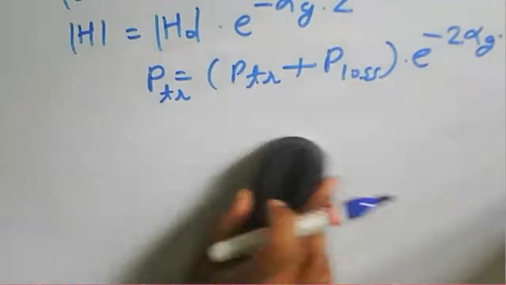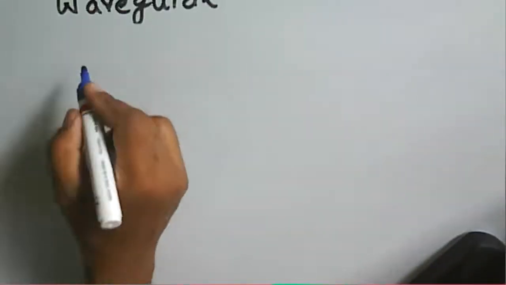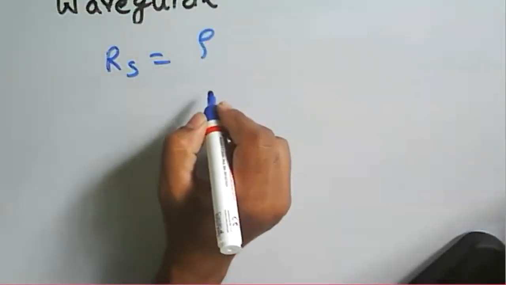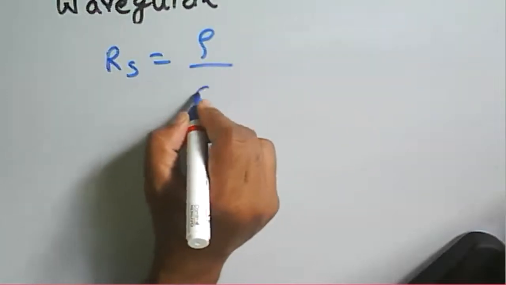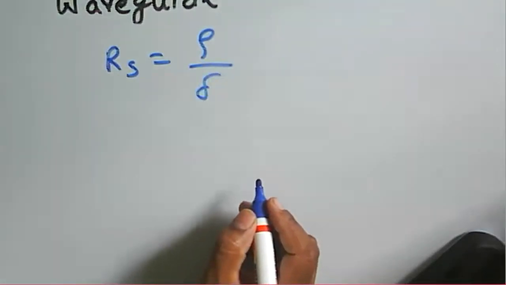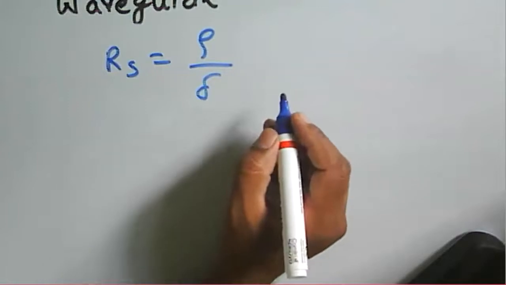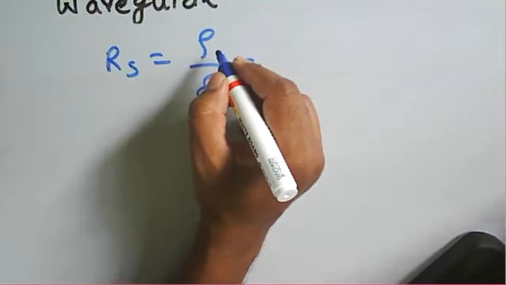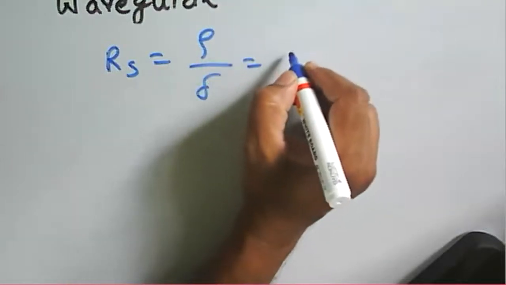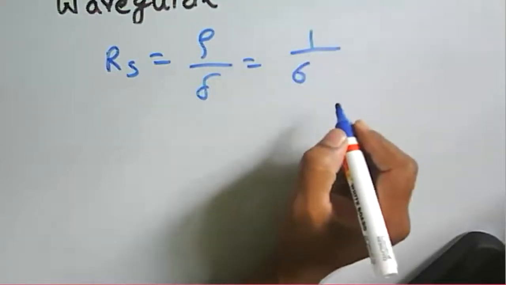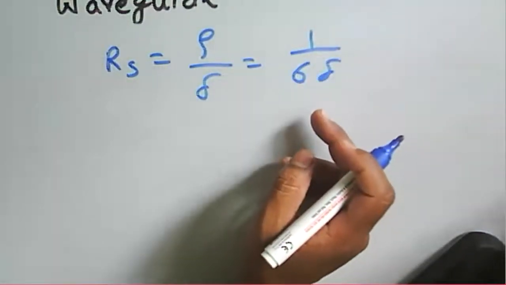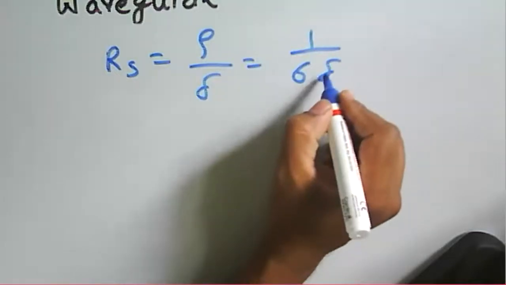So we'll see first what will be the surface resistance. Surface resistance generally is equal to what? It is given by the resistivity and the skin depth. So generally we can write the surface resistivity in terms of the conductivity. Rho is equal to 1 by sigma. So that is 1 by sigma and the skin depth.